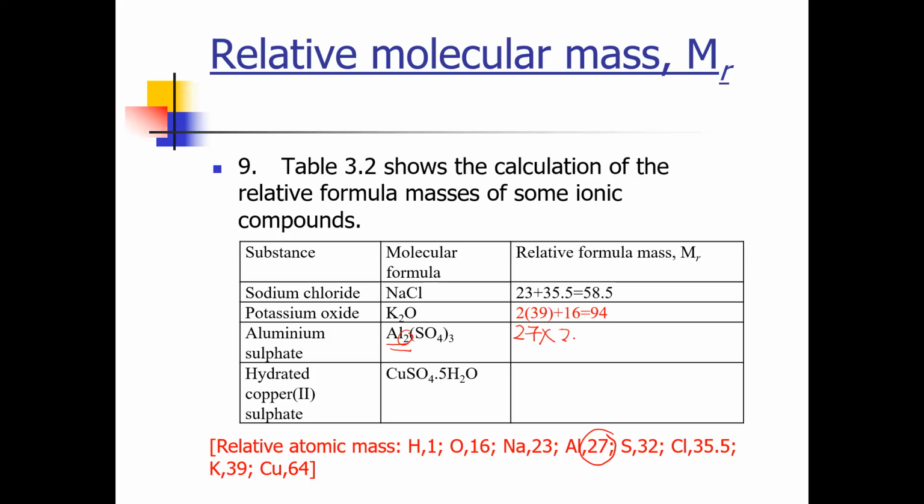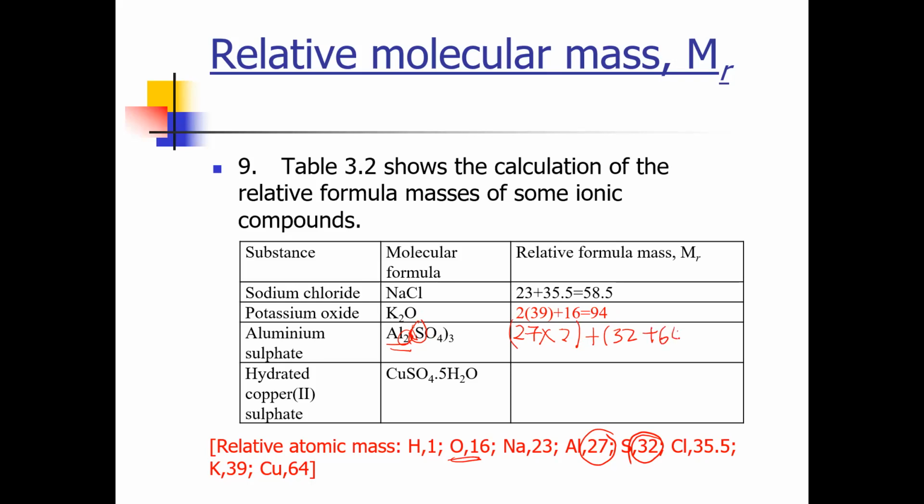27 times 2. Okay, then we put a bracket. We plus with, so this bracket here tells me it's a plus. But I'm going to add another bracket so that it's easier for me. What's the relative atomic mass for sulfur? Sulfur is 32. Okay, and then oxygen is 16. So then 16, teacher's going to times with 4. 16 times 4 is what? 64, Chef. Very good. It's 64.